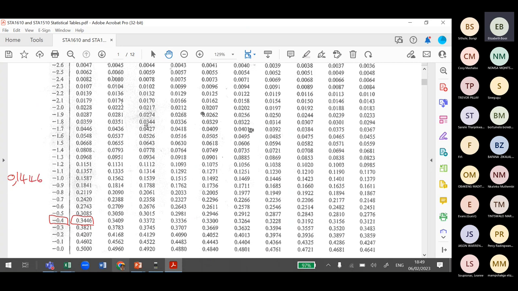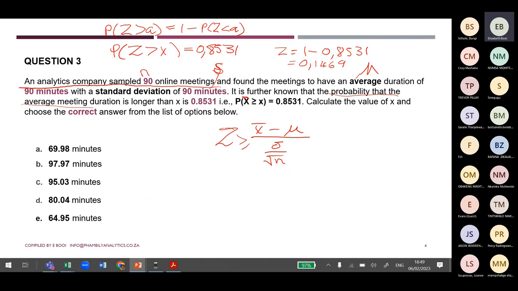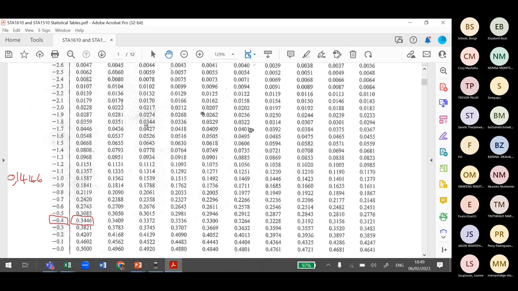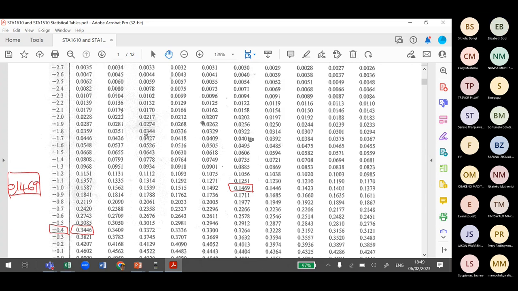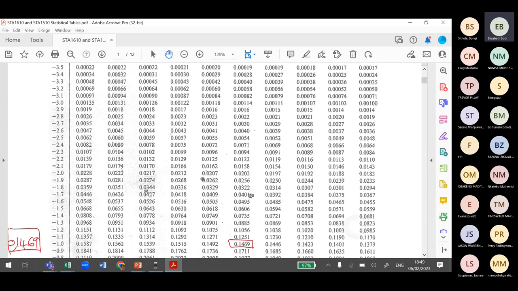0.1469. I wrote it wrong earlier. 0.1469. Writing on the PDF. So let's go inside the table and look for that number. 0.14, 0.15, 0.1469. I found it. That is the probability. We need to go out.